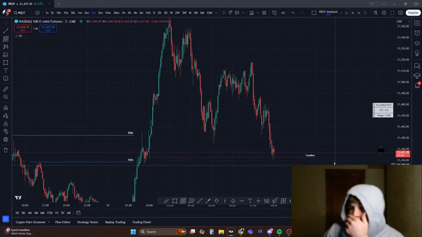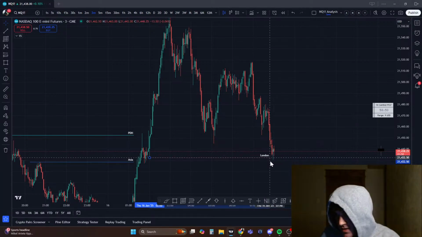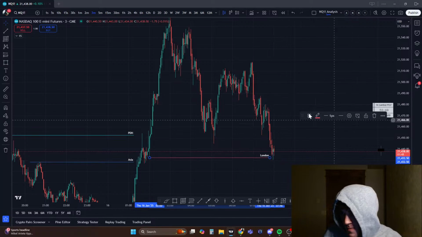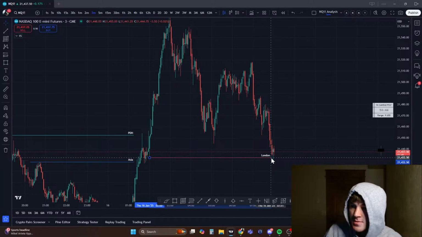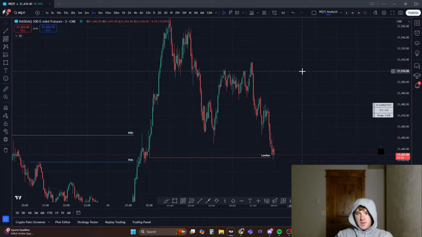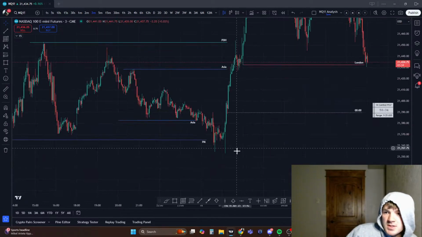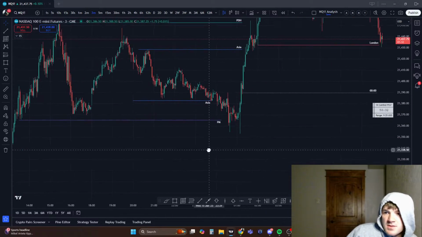We did just take out London's lows, though, so let's draw this over here. London's lows, boom. Okay, so what do you guys think? What do you guys think right now? We've got quite a lot of highs above, but we also got lows below.